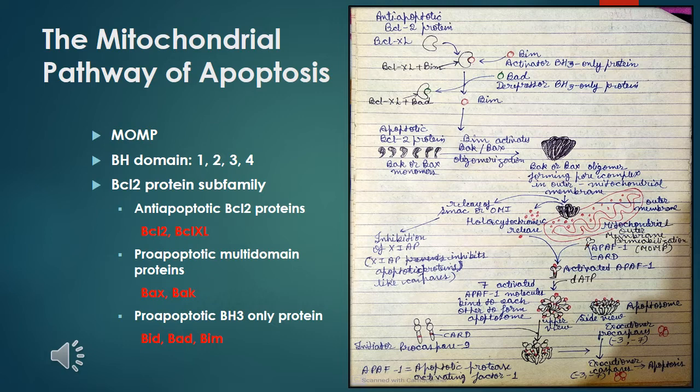Apart from holocytochrome C, some other mitochondrial intermembrane space proteins are also released in the cytosol during MOMP. Two of these proteins are SMAC, also called DIABLO, and OMI, also called HTRA2. These antagonize the caspase inhibitory activity of IAPs. I have also explained in previous slides what are IAPs. Its example is XIAP. In both OMI and SMAC, the extreme N-terminal sequence called the AVPI motif is responsible for inhibiting XIAP. This was the mitochondrial pathway of apoptosis.